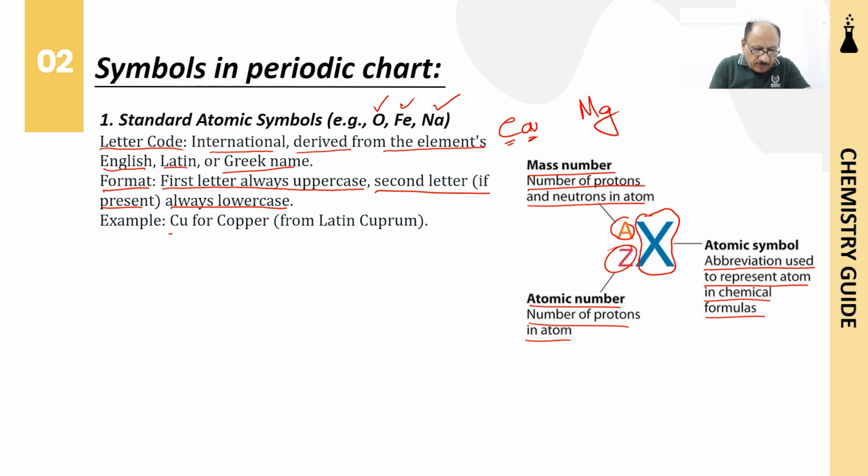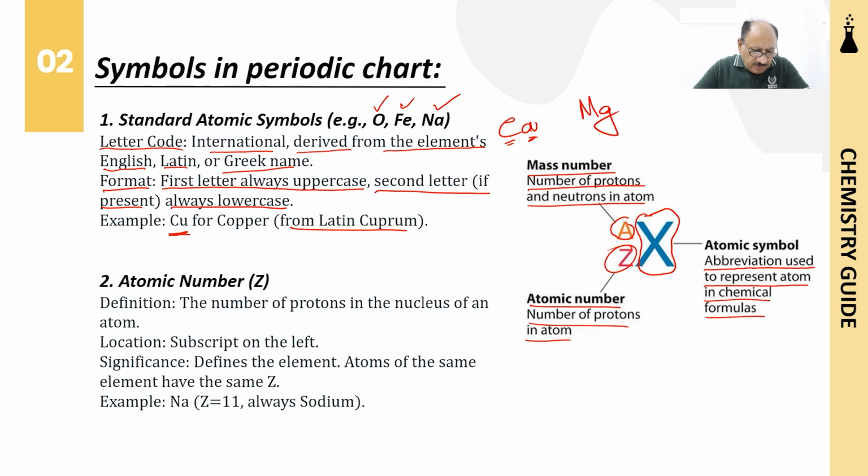Then like copper, this one copper example we can take, which is from the Latin word cuprium basically. And then atomic number we are representing with Z, and the number of protons in the nucleus of an atom is known as atomic number, and the location is subscript on the left side, this one Z. Then significance defines the elements. Atoms of the same element have the same Z, and for example, sodium, it's always sodium 11.